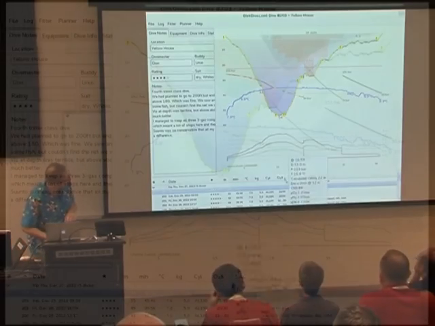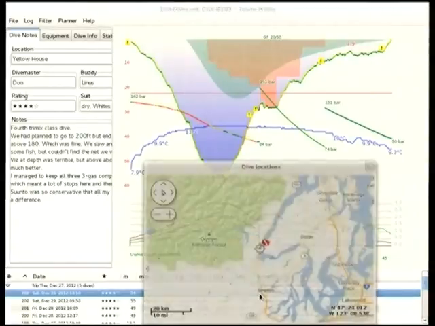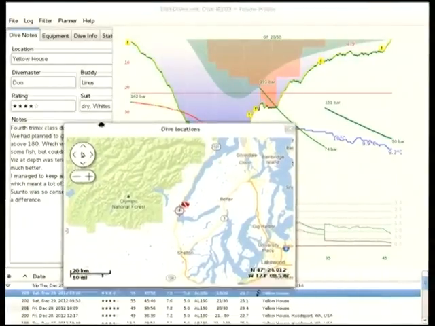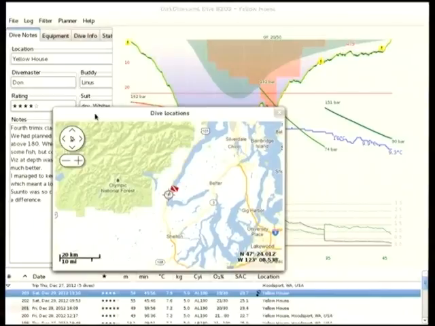And what else did I want to show? I wanted to show where we were. So we now have map integration. That's where we were, in beautiful Washington State.